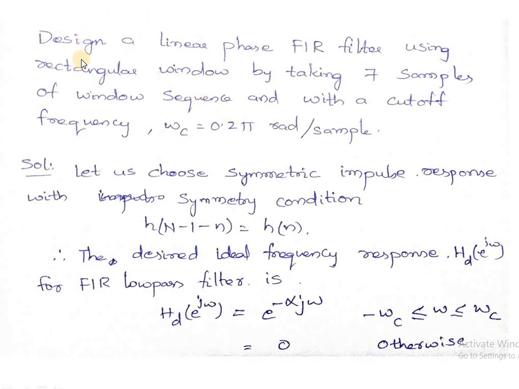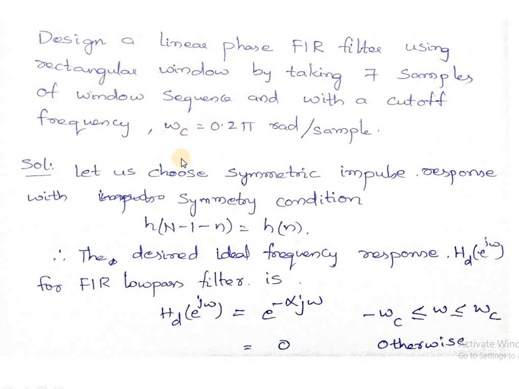The first one is related to designing a linear phase FIR filter using a rectangular window by taking 7 samples of windowing sequence and with a cutoff frequency of omega c equal to 0.2 pi radian per second. Here clearly the digital cutoff frequency 0.2 pi radian per sample was given, and we are asked to use this rectangular window, considering 7 samples of the windowing sequence, to design a low pass FIR filter.